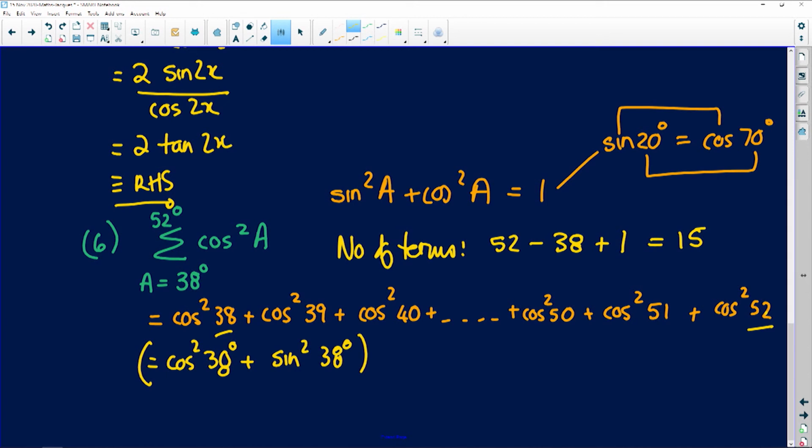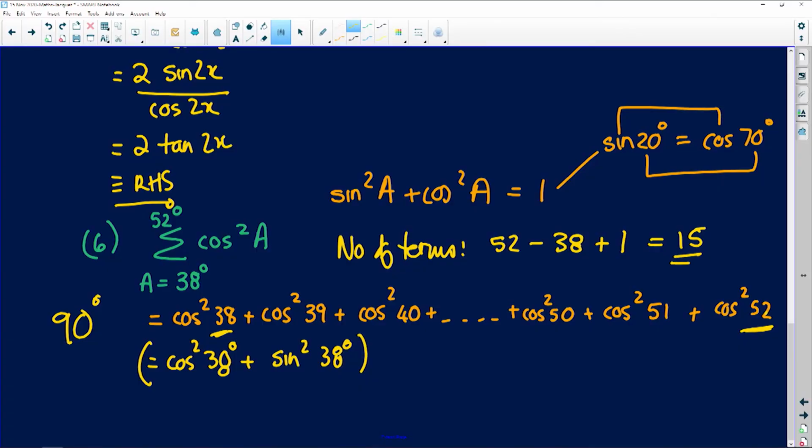Now, why is that the case? Because 52 and 38 gives me 90, which is complementary. So every second middle two, the next two, the next two, I'm going to change to complements of one another using my complementary angles. Okay, so how many times is that going to happen? How many pairs can I form of 15? Of 15, I can form 7 pairs.